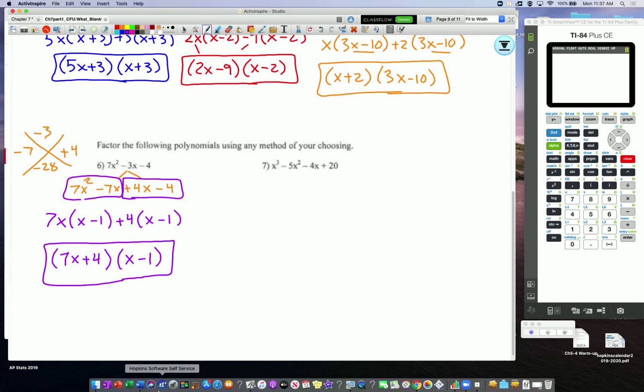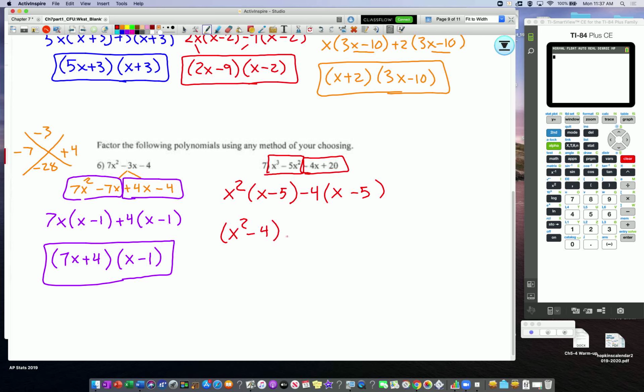Sweet. All right, last example. Goes back to the first two. Group the first two pieces together. They only share x squared. So I'm left with x minus 5. These two together have a minus 4 in common. Make sure you factor out that minus 4. So I'm left with x minus 5. Sweet, they're the same. So on the outside, x squared minus 4 sets of x minus 5.